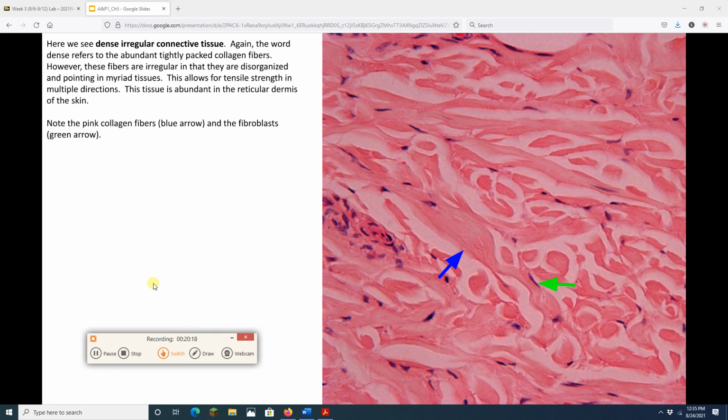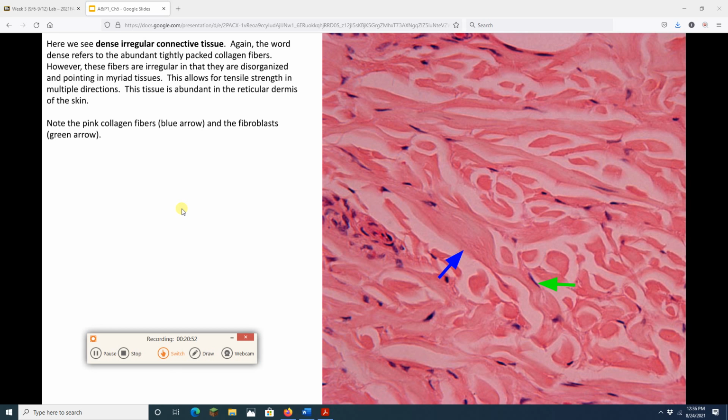They're both abundant in collagen. And again, I see a lot of pink here, right? I see all this pinkness, I also see the fibroblasts, the fiber makers that make that collagen. Now, the irregular refers to the fact that the collagen fibers in the tissue are disorganized. They are pointing in many, many different directions. So in dense regular, collagen in one direction, dense irregular, collagen in many directions.